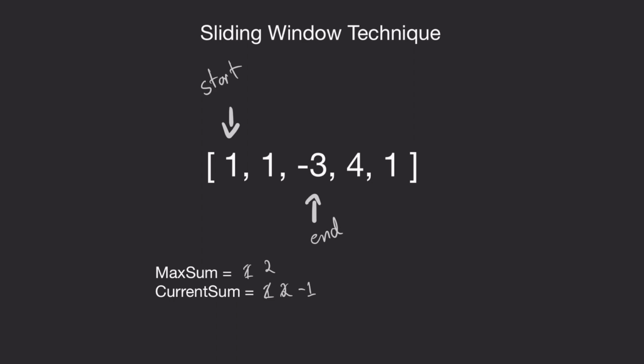Now the current sum is equal to -1, and then we check if we want to update the max sum. In this case, we do not because the max sum is greater than the current sum. After that, we expand the window one more time. Our new element is 4.